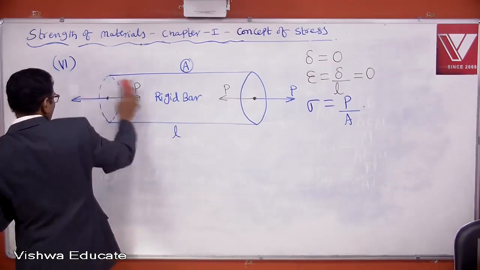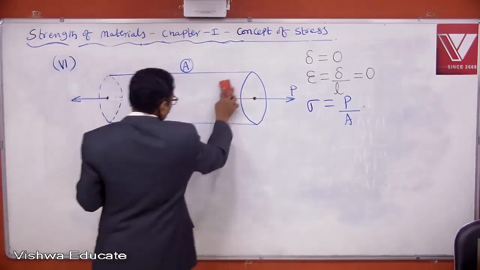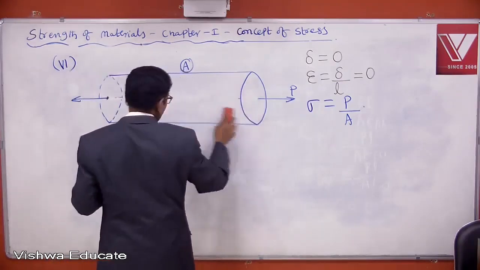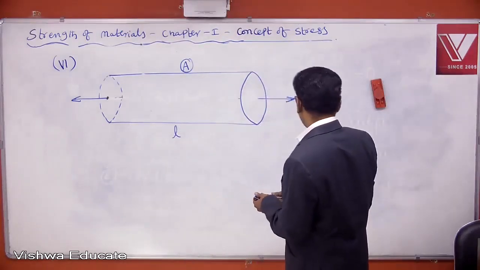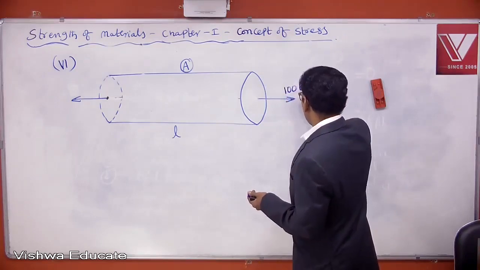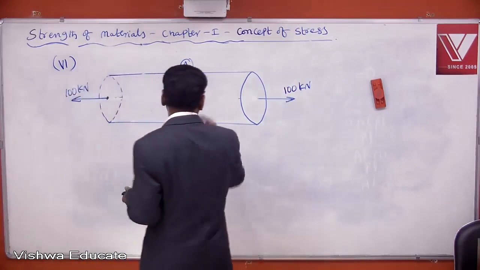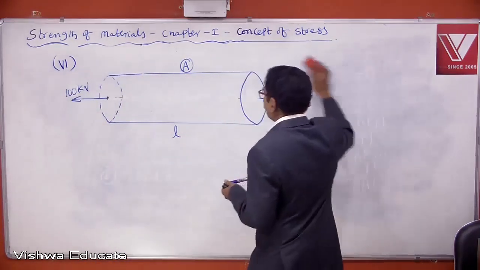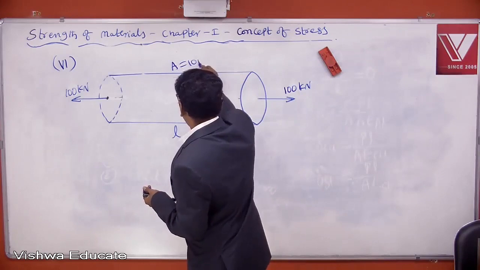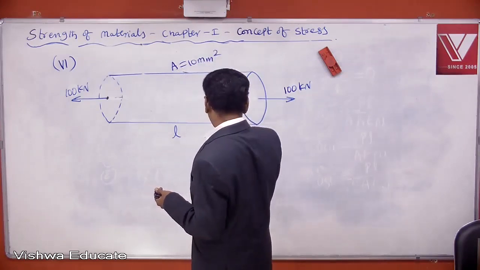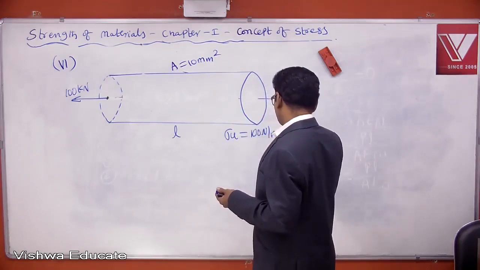In this case, again I am taking a uniform cylindrical bar, and this bar is carrying an axial tensile force of maybe 100 kilonewtons. This side also 100 kilonewtons. And the area of cross section A is equal to 10 millimeter square, and the ultimate point stress of this bar is 100 Newton per millimeter square. All of you copy this.